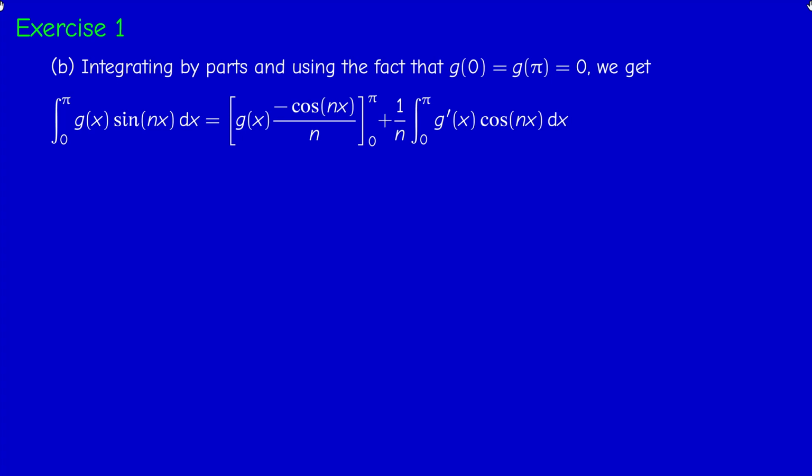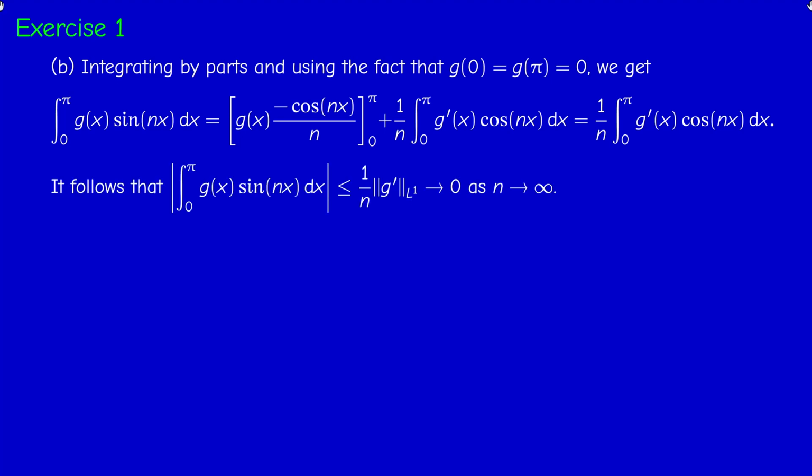So we get g times the antiderivative of sine nx, which is minus cosine nx over n, evaluated between 0 and pi, minus minus, so we get plus 1 over n times the integral of g prime cosine nx. And now, since g has compact support, it vanishes at the boundary, as you know. So in particular, g of 0 equals g of pi equals 0, and therefore the term in brackets is 0. So you just get 1 over n times the integral of g prime cosine nx.